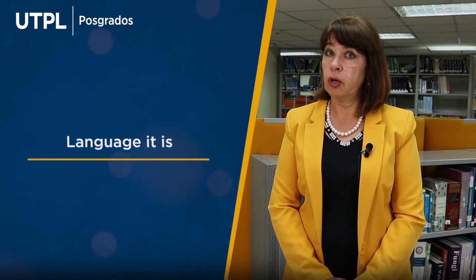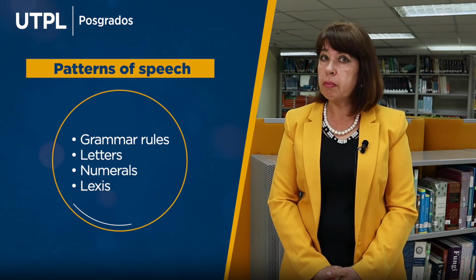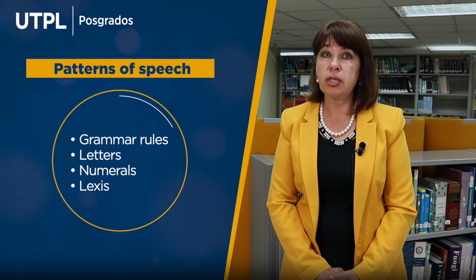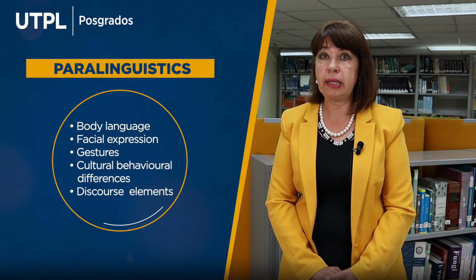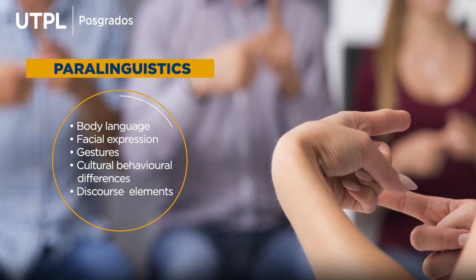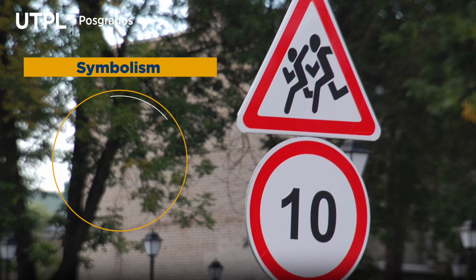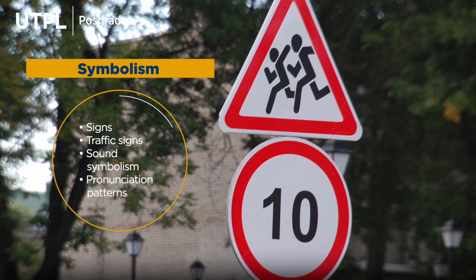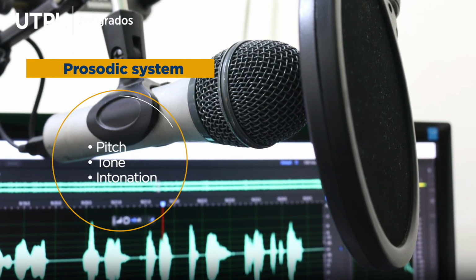Language is a deeply mental phenomenon, and of course it is a system. It is a system because each human world language has its own patterns of speech, such as grammar rules, letters or alphabet, numerals, lexis, phrasal verbs, idiomatic expressions, collocations, and clearly distinctive paralinguistic elements such as body language, facial expressions, gestures, cultural behavioral differences, discourse elements, together with symbolism such as signs, traffic signs, and so on. Sound symbolism is expressed through pronunciation patterns and prosodic systems like pitch, tone, and intonation.